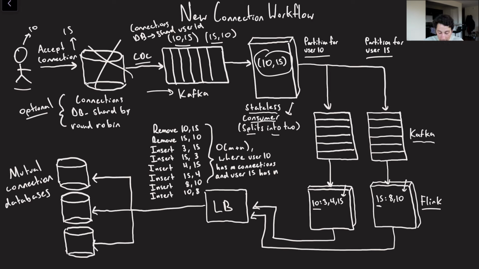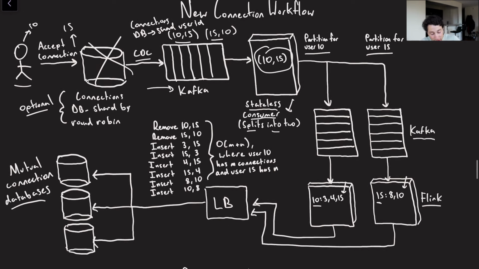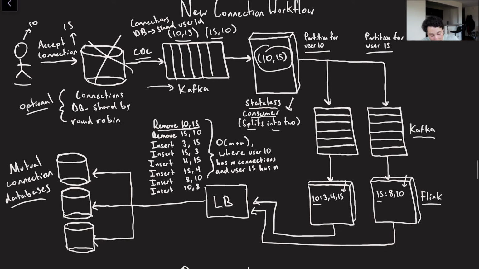So now we have to go ahead and do the following. We want to modify all of our mutual connection databases so that we can quickly update all of our users' mutual connections. So for user 10, what's happening? Well, basically, if user 10 and user 15 were already mutual connections of one another, we want to be able to ensure that they are no longer mutual connections. Same thing with user 15.